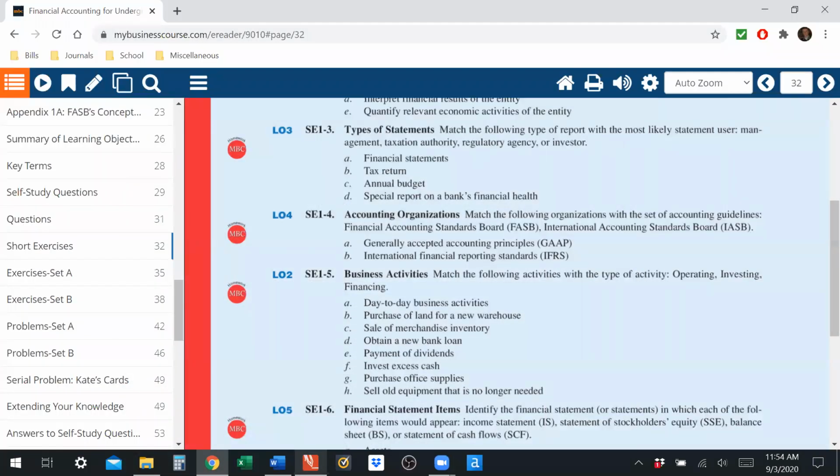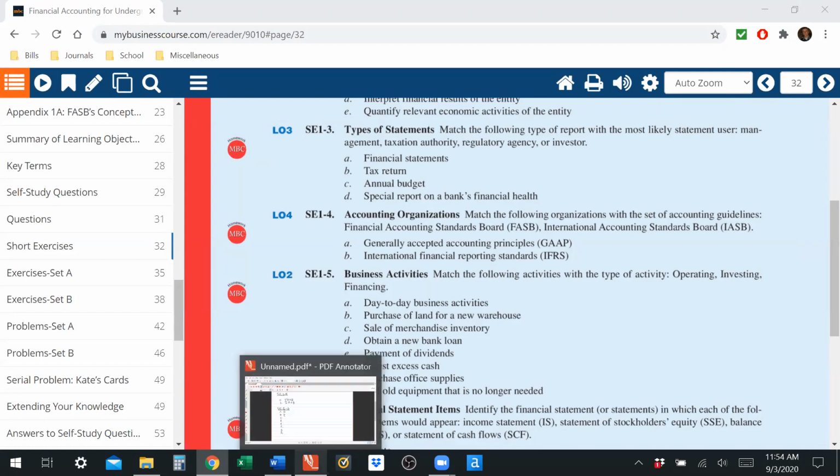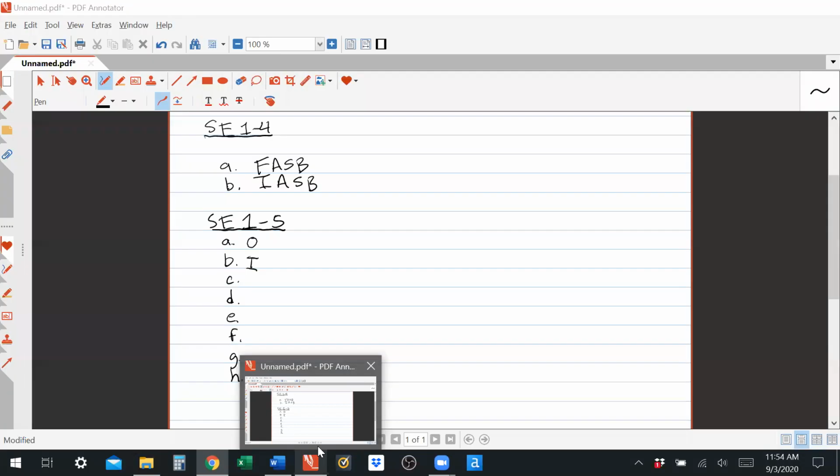Selling of merchandise inventory. Now, merchandise inventory, we're selling an asset, but it's not a long-term asset. So what is this? Yes, this is a company selling their product. That's an operating activity. Any cash flows arising from the sale of inventory would go in the operating activity section of the statement of cash flows.